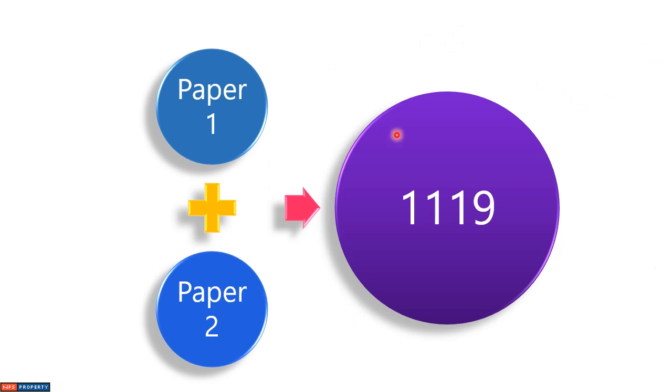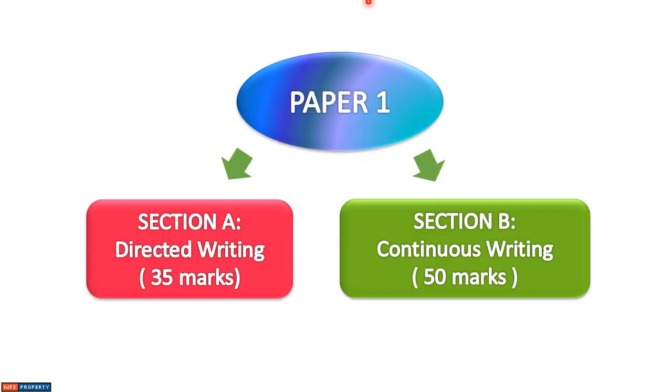Right, so the first thing that you need to know for English language paper, you have paper 1 and paper 2. For today's presentation, I'm going to focus more on paper 1, which is the writing paper. So now, when we look at paper 1, there are two sections here. So we have section A, directed writing, and we have section B, which is continuous writing. After this, I will explain more on both sections, okay?